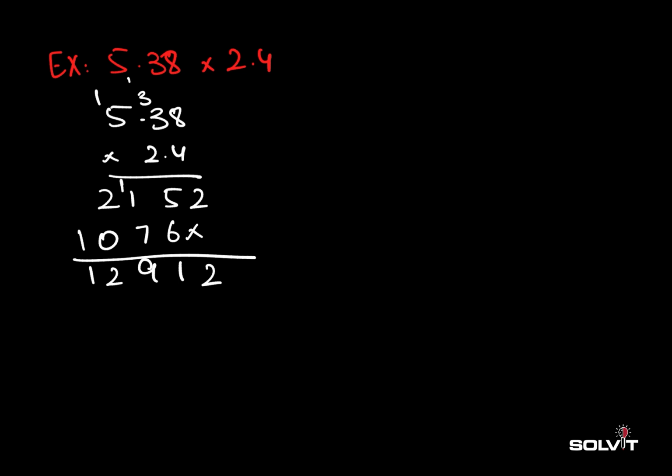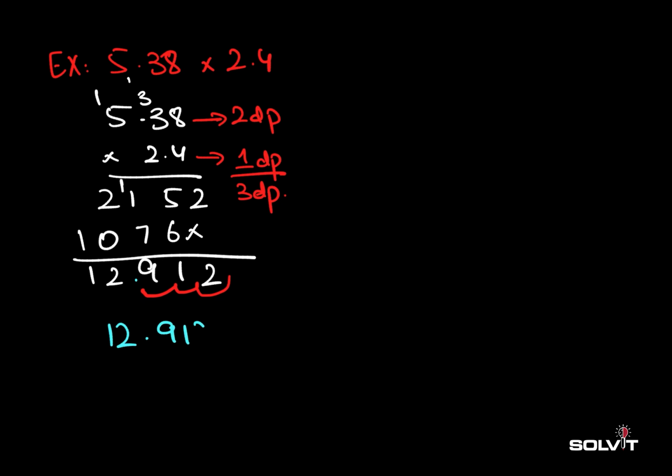So now we need to look out for decimals as well. The first number has 2 decimal places and the second one has 1 decimal place. That means the total decimal places involved are 3. Now what we need to do is start counting decimal places from the right, and we stop where we complete the decimal places involved in the question. So that means my final answer is going to be 12.912. That's it.